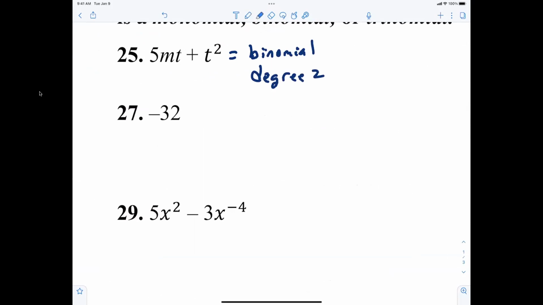Now everybody look up here. What is the degree of 5mt? You're right, 2. The reason it's 2 is because we are taking the exponents and adding them. The degree of this monomial is 2. The degree of this monomial is what? 2. Now, you take the largest degree of the individual monomials. That is the ultimate degree. So, number 27, that is called a monomial, and its degree is 0.